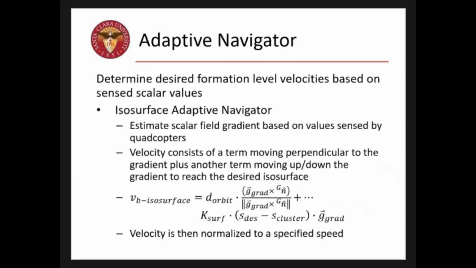The adaptive navigator determines the desired formation level velocities based on sensed scalar values. The work uses an isosurface adaptive navigation primitive, which estimates the scalar field gradient based on the values sensed by each quadcopter. Then a velocity is created by two terms. One term moves perpendicular to the gradient, causing the formation to orbit around within the isosurface, plus a term that moves up or down the gradient to keep the formation on the desired isosurface. This velocity is then normalized so the formation always travels at a constant specified speed.